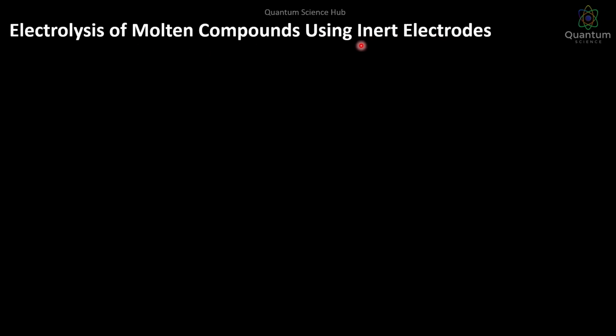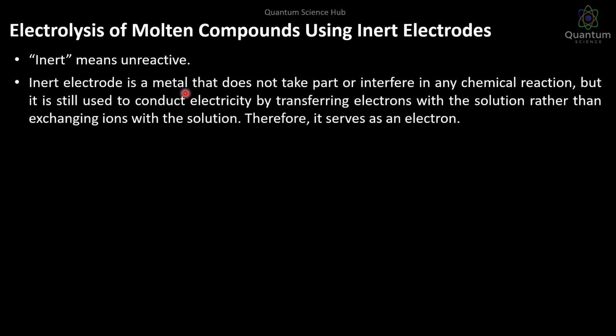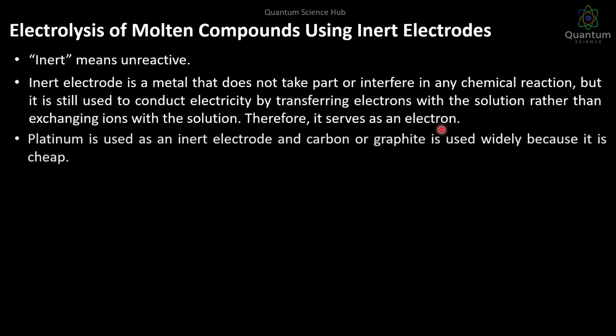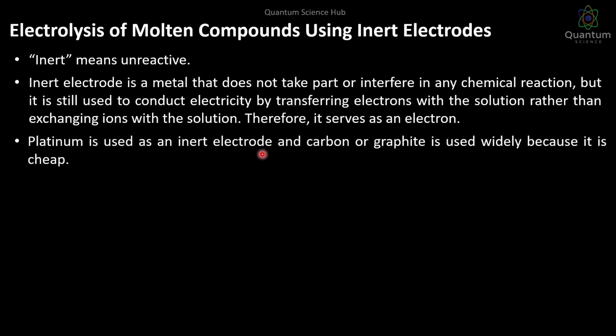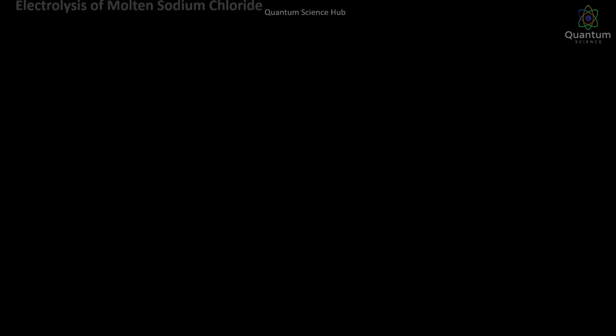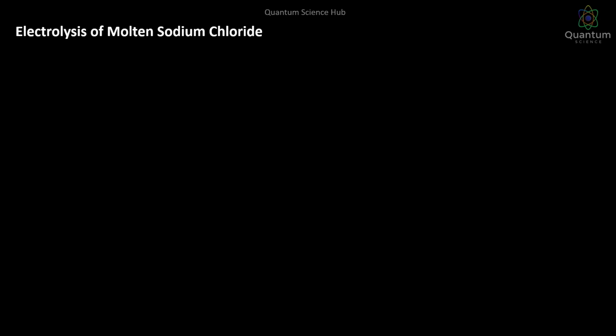Okay, what is inert? Inert means unreactive. An inert electrode is a metal that does not take part or interfere in any chemical reaction, but it is still used to conduct electricity by transferring electrons with the solution rather than exchanging ions with the solution. Therefore, it serves as an electron carrier. Platinum is used as an inert electrode, and carbon or graphite is used widely because it is cheap. Okay? Now let's see the electrolysis of molten sodium chloride.